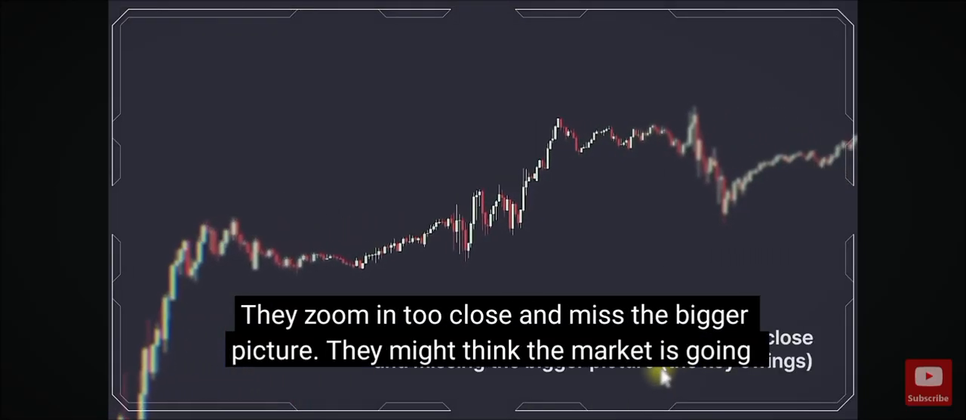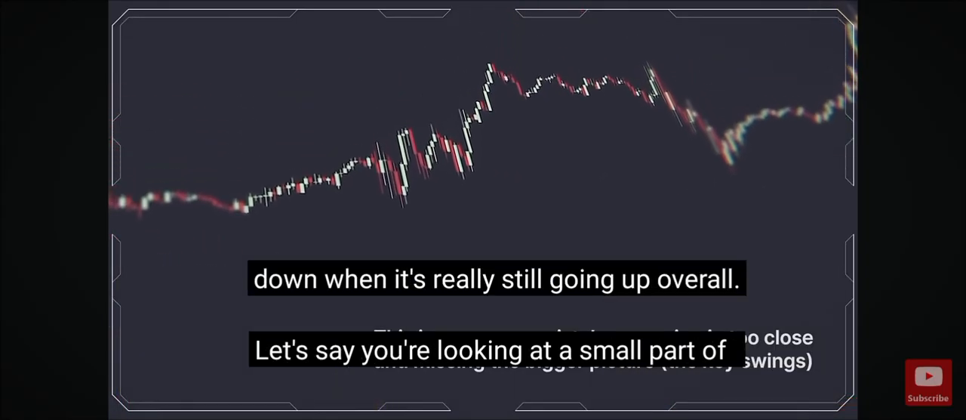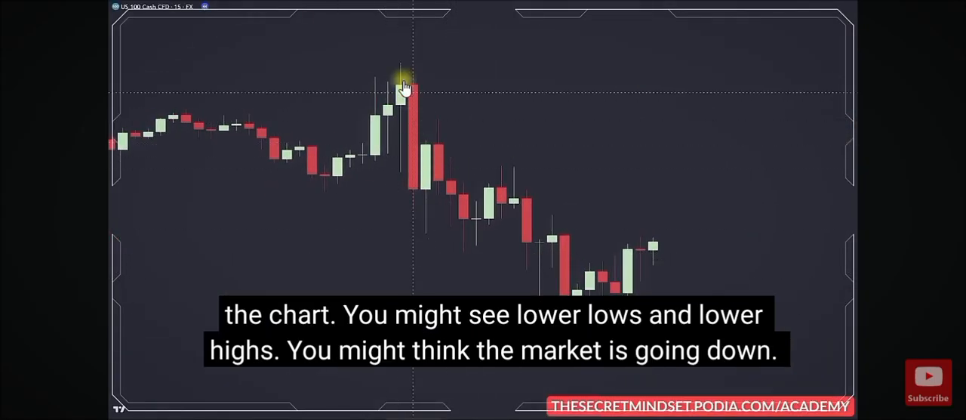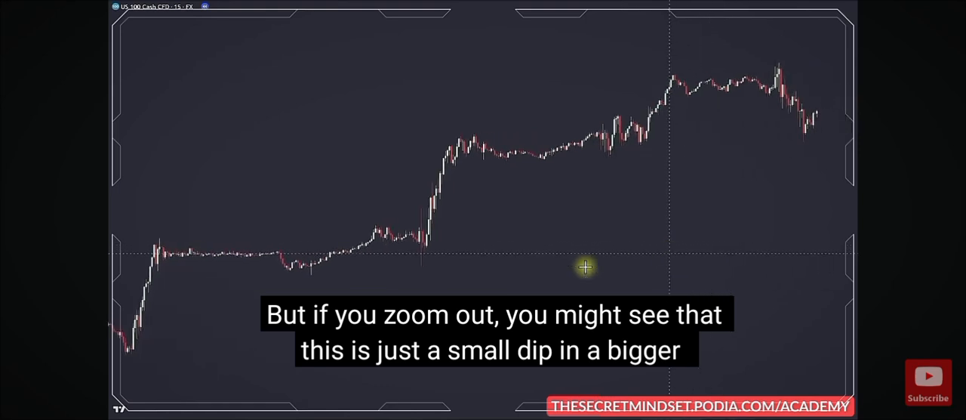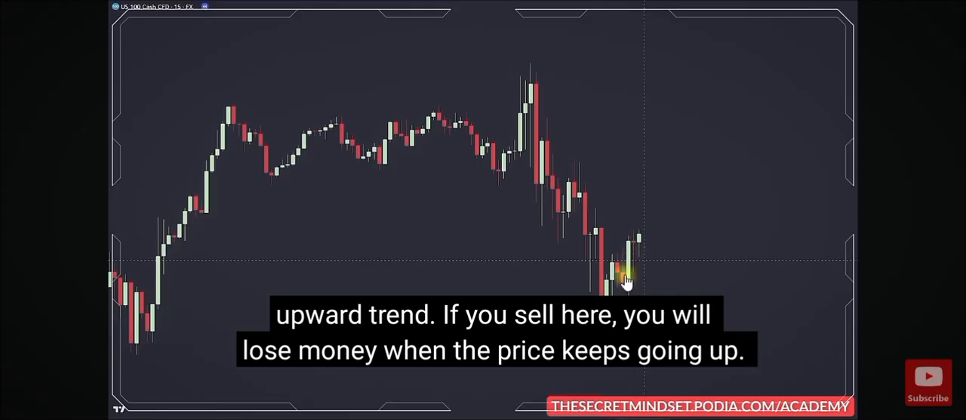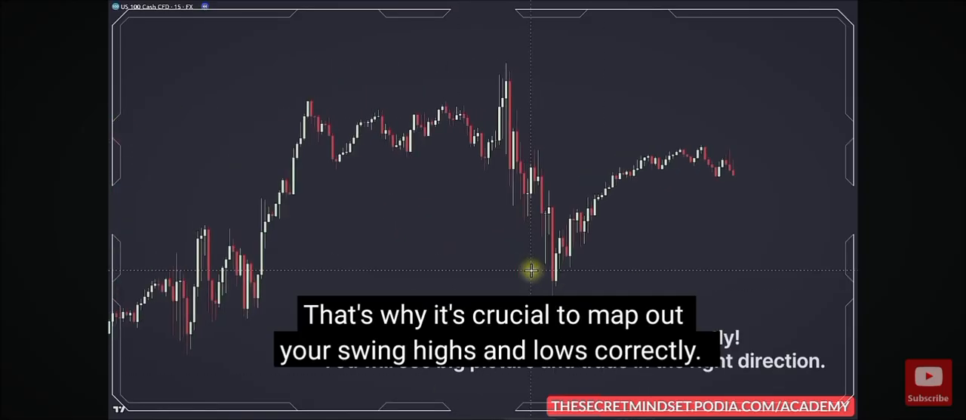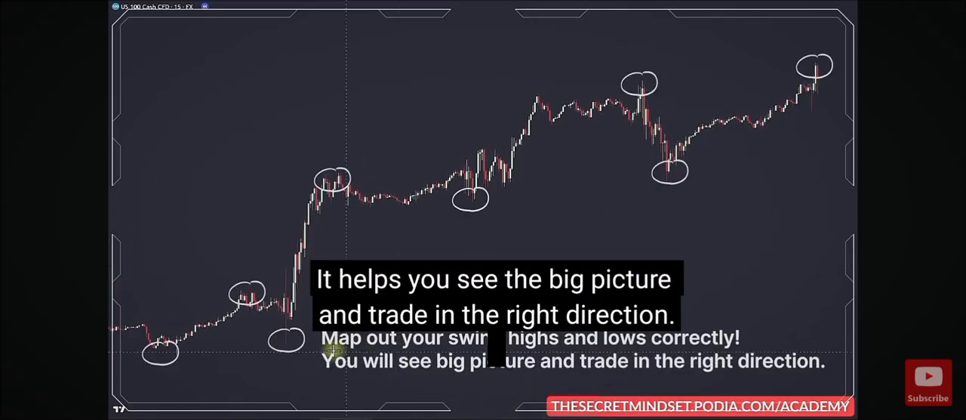They zoom in too close and miss the bigger picture. They might think the market is going down when it's really still going up overall. Let's say you're looking at a small part of the chart. You might see lower lows and lower highs. You might think the market is going down. But if you zoom out, you might see that this is just a small dip in a bigger upward trend. If you sell here, you will lose money when the price keeps going up. That's why it's crucial to map out your swing highs and lows correctly. It helps you see the big picture and trade in the right direction.